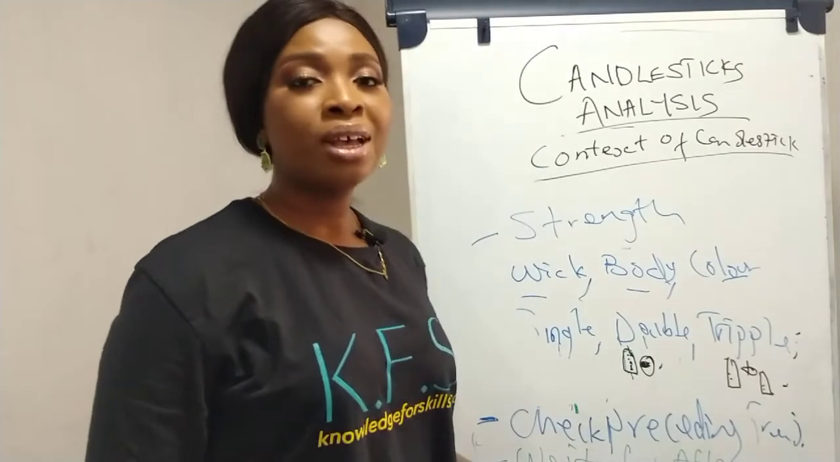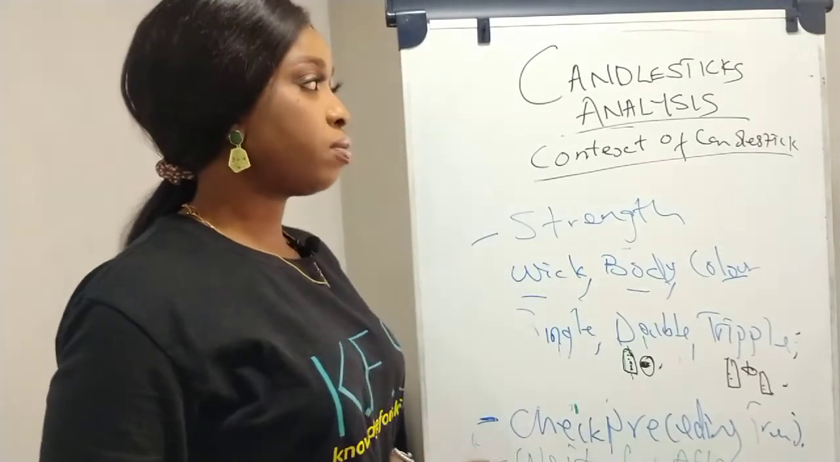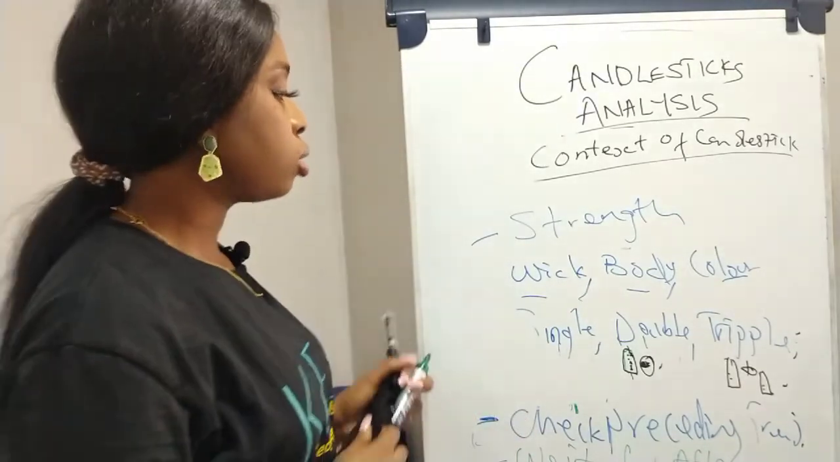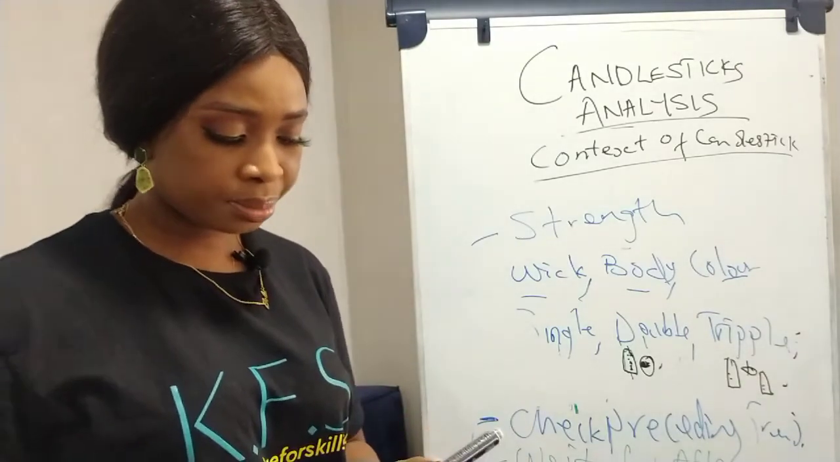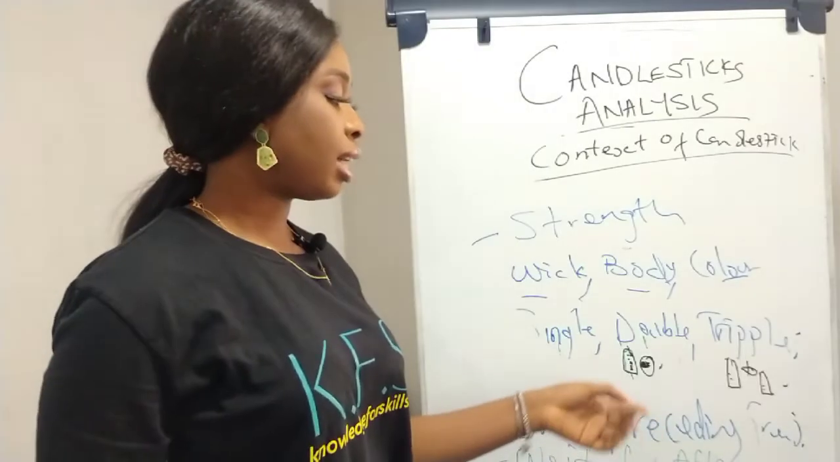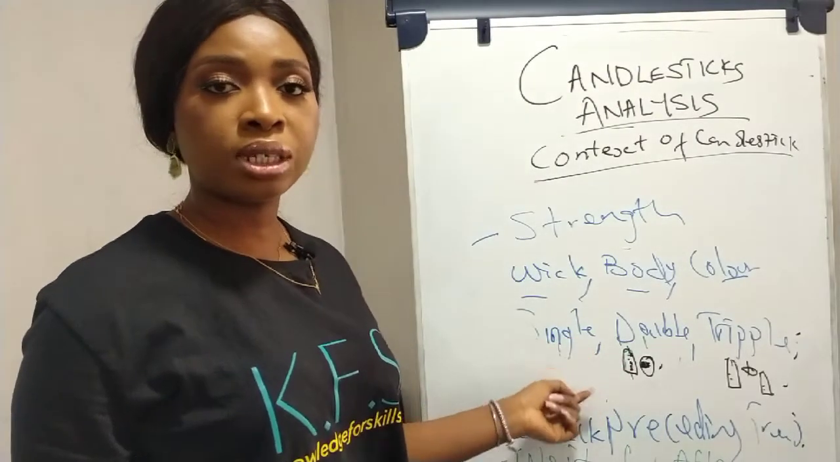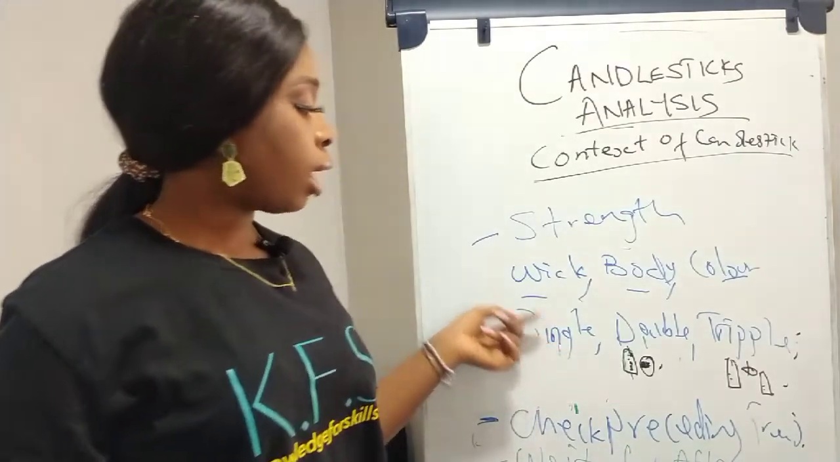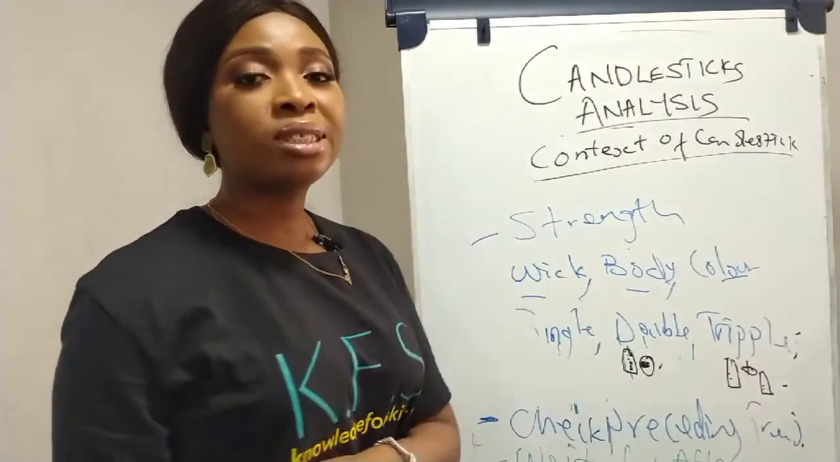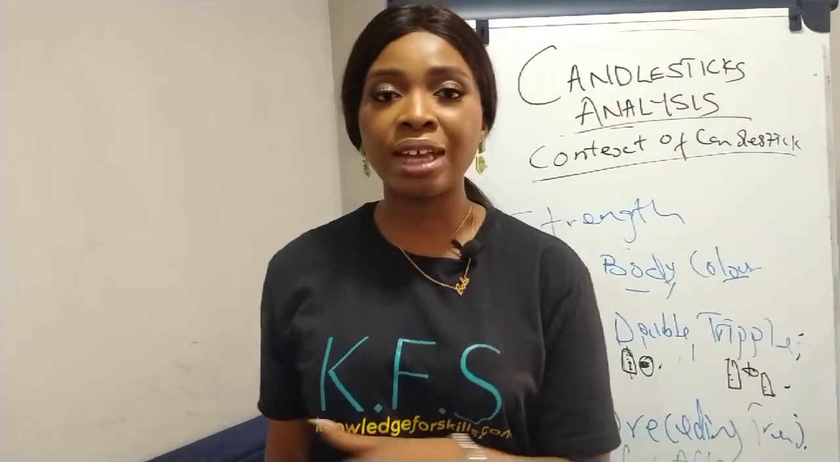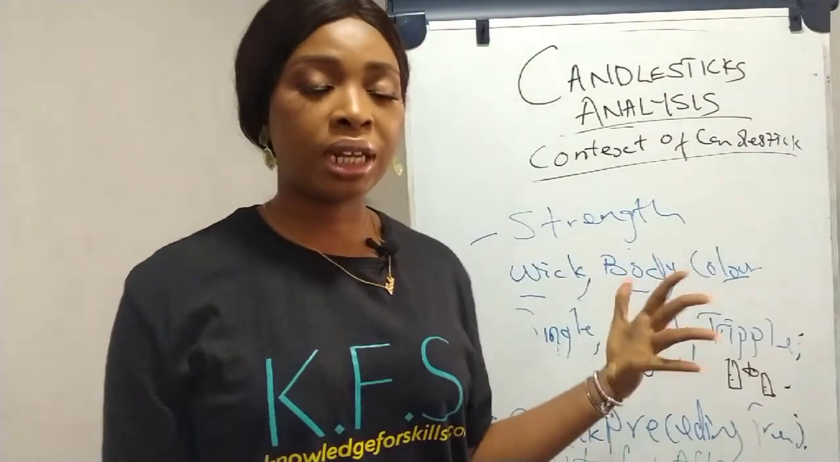I hope this has given you some sort of context into your candlesticks. So what you need to do now is to go over to your chart, identify these candlesticks, and backtest them, and backtest them, and backtest them. That's it for this video. I will see you in the next one.